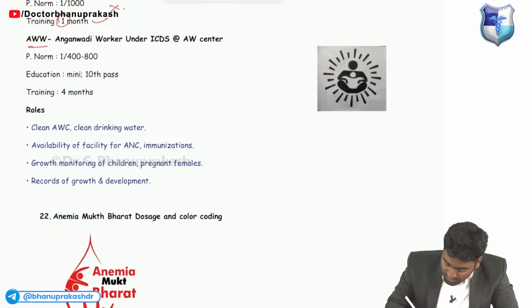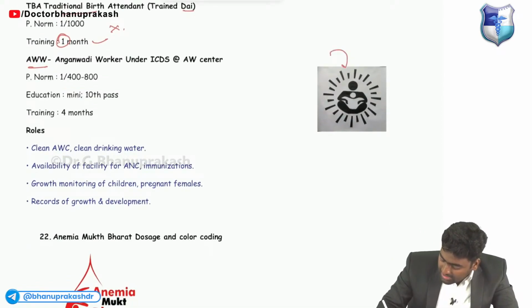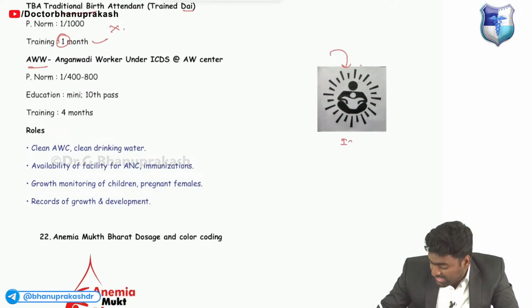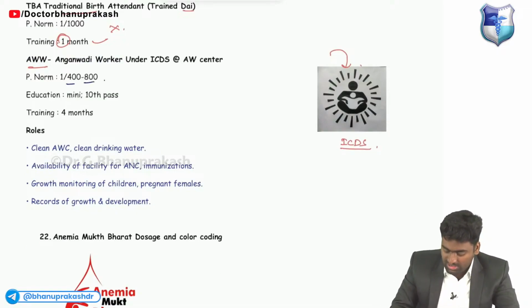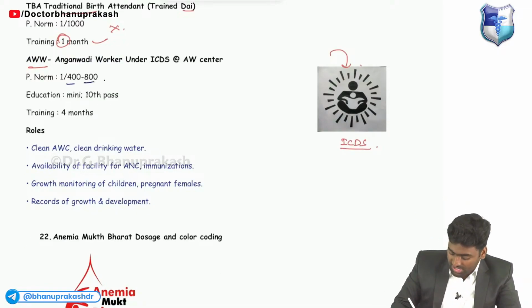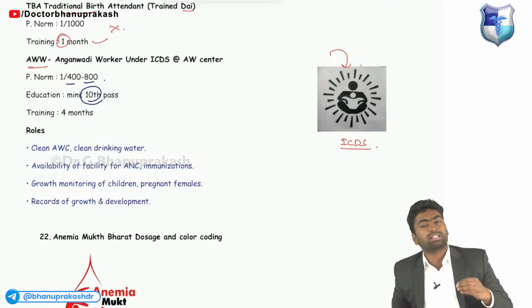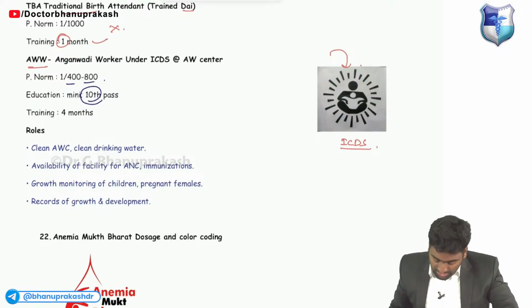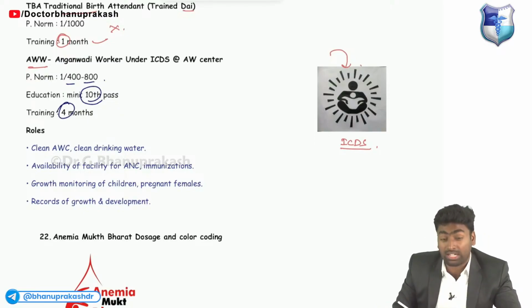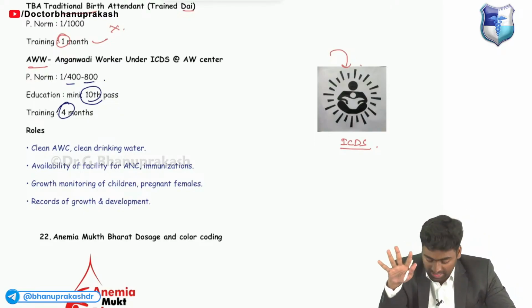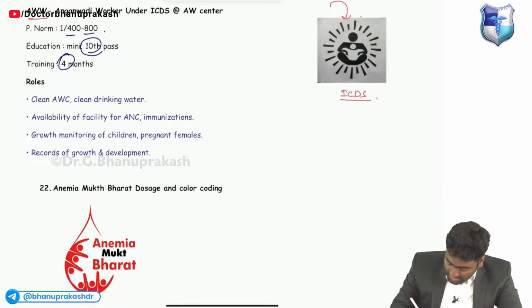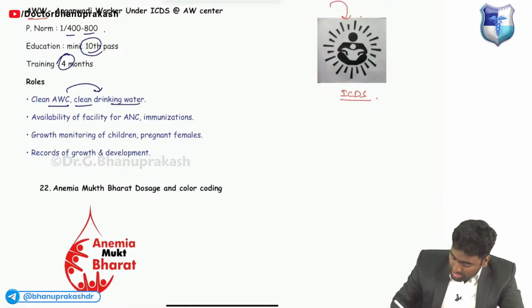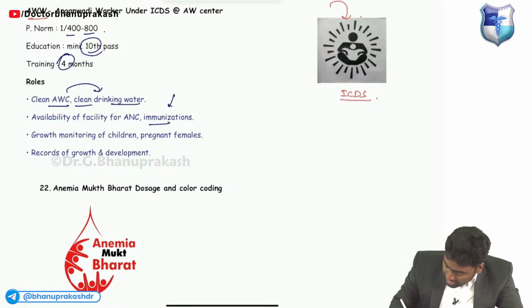Then Anganwadi worker. We know Anganwadi workers are based on ICDS. One Anganwadi worker is for 400 to 800 population, and their minimum educational qualification is 10th pass, but if they have passed 12th, then it is better. And they will undergo 4 months of training. Imagine they undergo 4 months of training. They are the Anganwadi workers; that's why they can give vaccines.